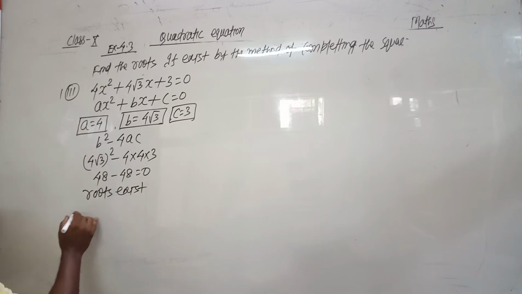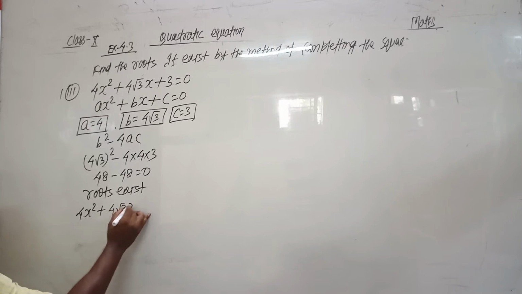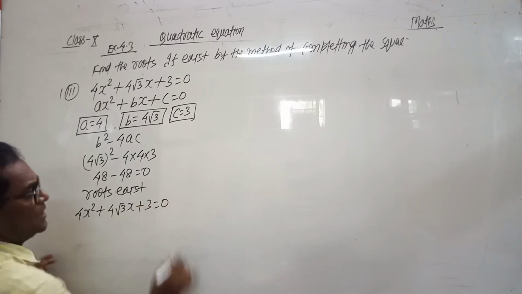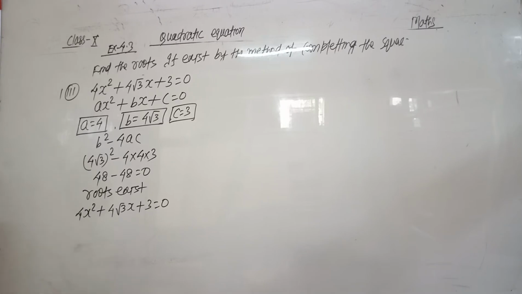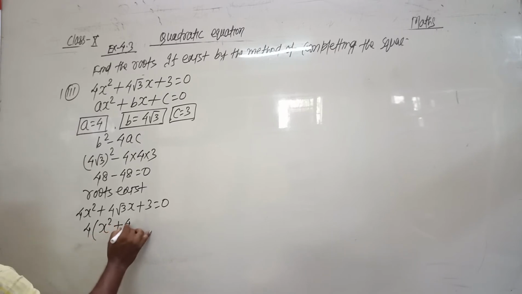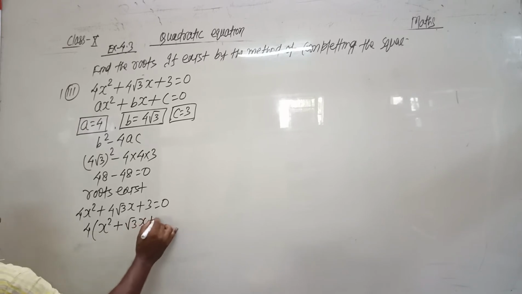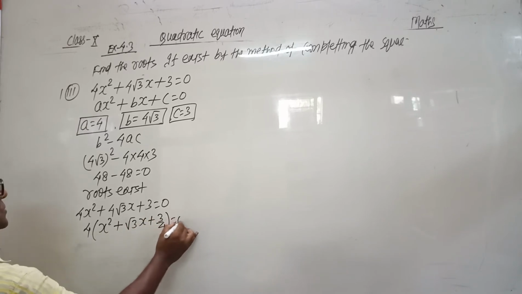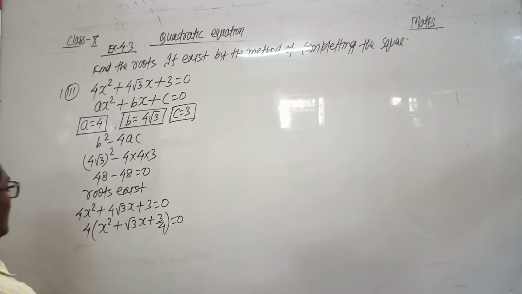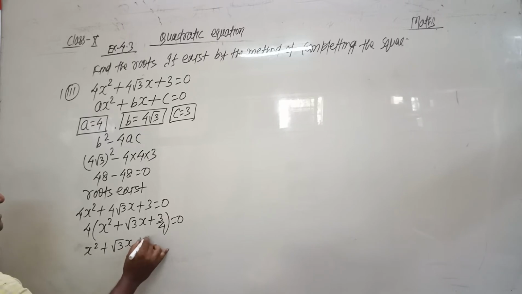Now write down the question. 4x square plus 4 root 3x plus 3 equals to 0. The coefficient of x square should be 1. Here the coefficient of x square is 4. So 4 would be taken common. So x square plus root 3x plus 3 by 4 equals to 0. This 4 becomes 0. So x square plus root 3x plus 3 by 4 equals to 0.